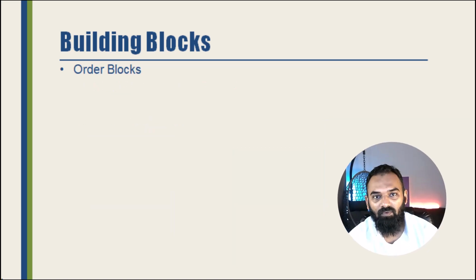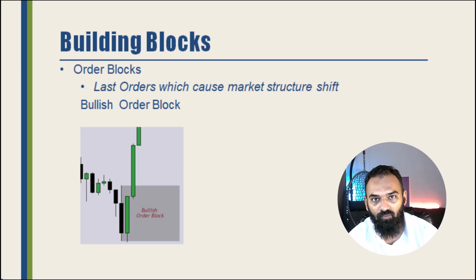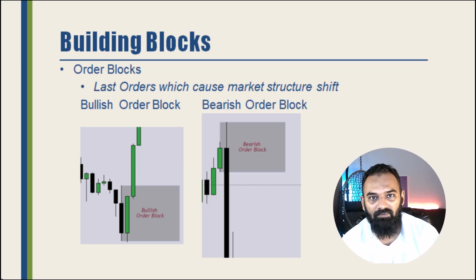The third element is order blocks. An order block is the last bullish or bearish candle before a strong move in the opposite direction. Institutions leave orders in these zones. When price returns to these order blocks, it is often a great entry point.